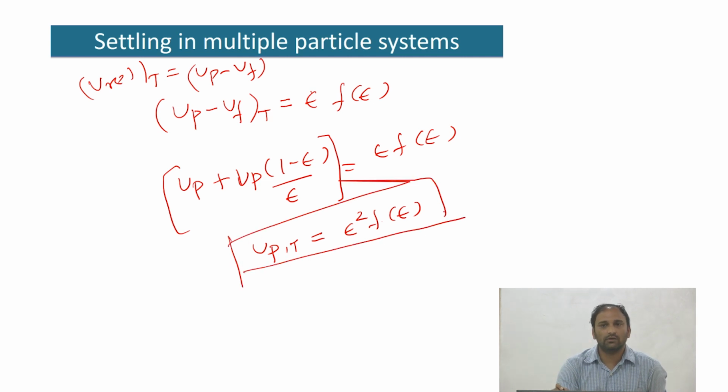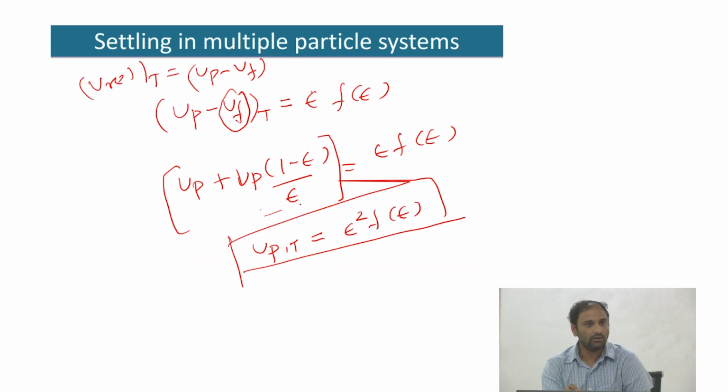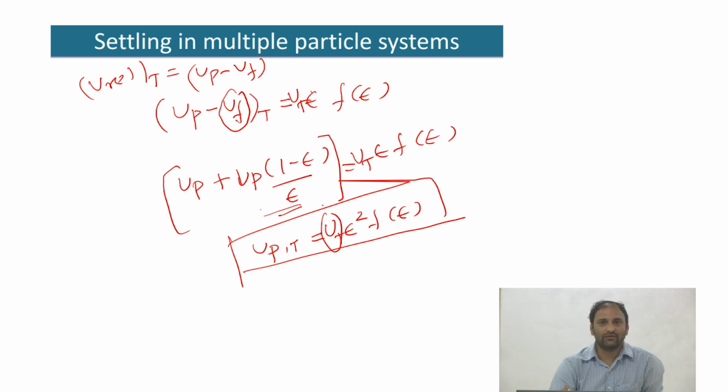Is it okay? What is that, on the right hand side? No, because see, I'm basically replacing UF in terms of UP into 1 minus epsilon divided by epsilon. That's what I've done here. Oh yeah, sorry, there's UT here. I'm sorry about that. That is your free settling velocity, or the settling velocity under free settling conditions.